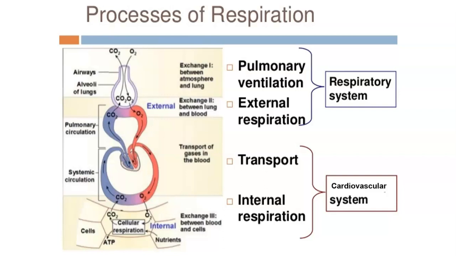This exchange is made possible because the blood in the systemic capillaries is brought in close proximity to most cells within the body. And then from there, exchange can take place by diffusion. So internal respiration can also be viewed as tissue level respiration.